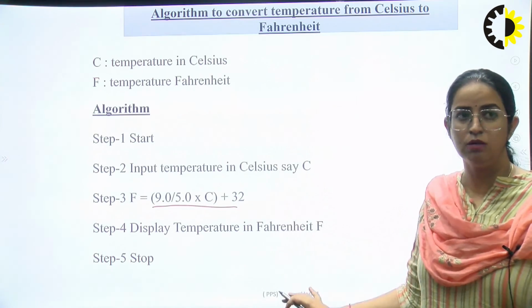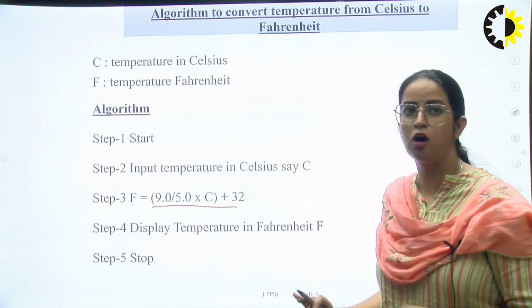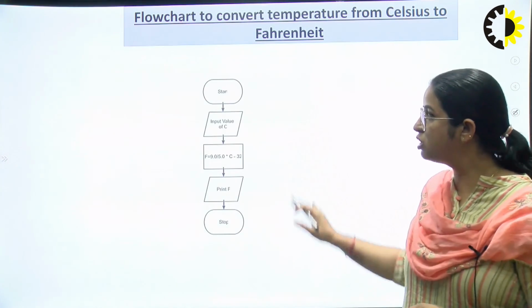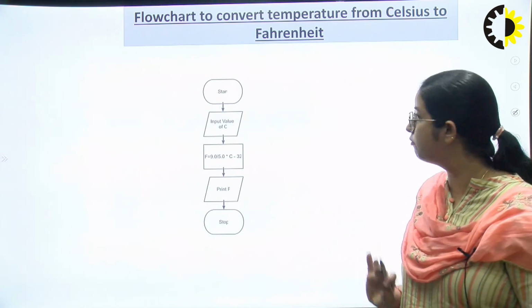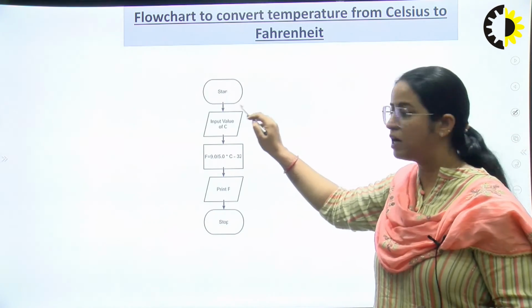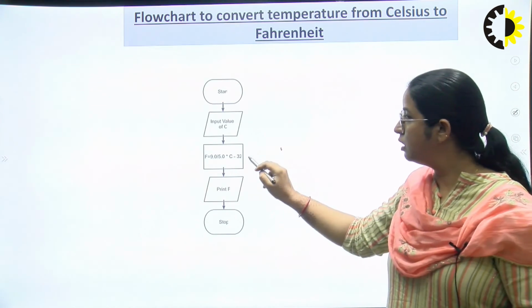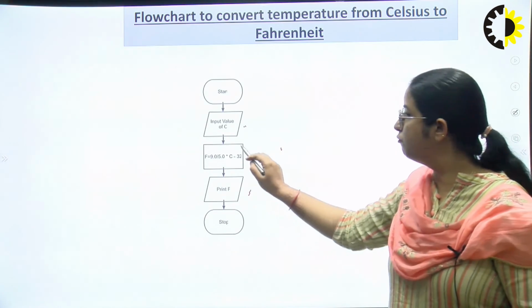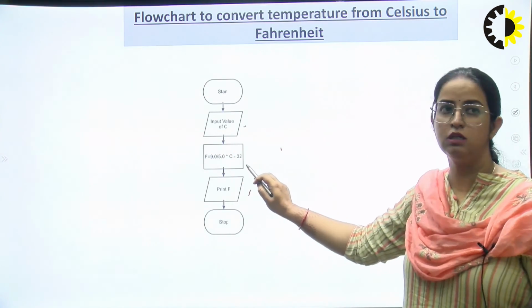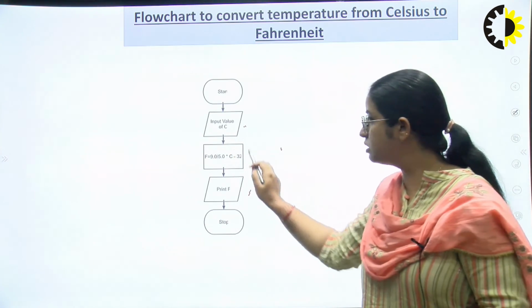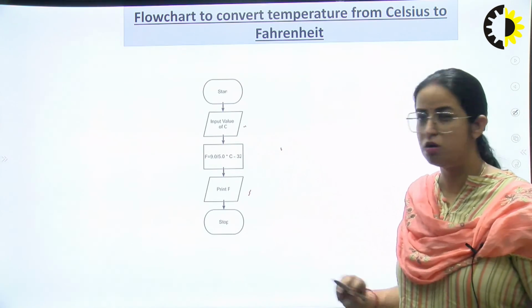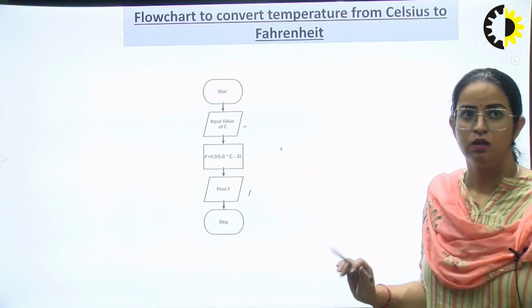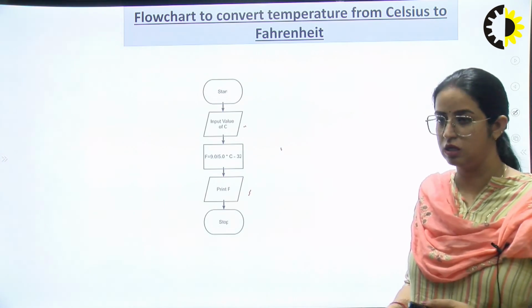This is the algorithm, and for the same problem this is the flowchart. For the start symbol, then input. For input, we use the parallelogram symbol. For performing any task, we use the process rectangle block. This is the process block, and then the stop. So this is the example for a flowchart.